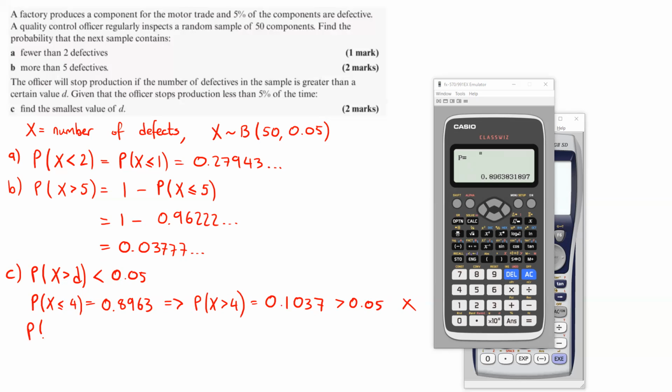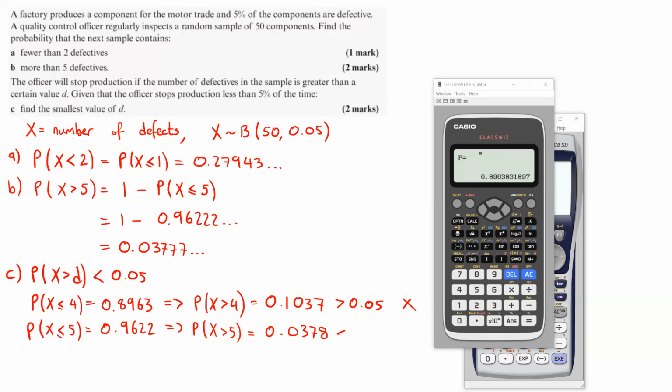If I try 5, so X is less than or equal to 5, we did it here actually, so I'm going to copy that value straight from here. It's 0.9622, which implies that the probability that X is greater than 5 is, well, I actually did that up here as well, didn't I? It's going to be 0.0377. I don't know that last number, so I'm not going to write that. I do know it's an 8 here though, so there we go. 0.0378.